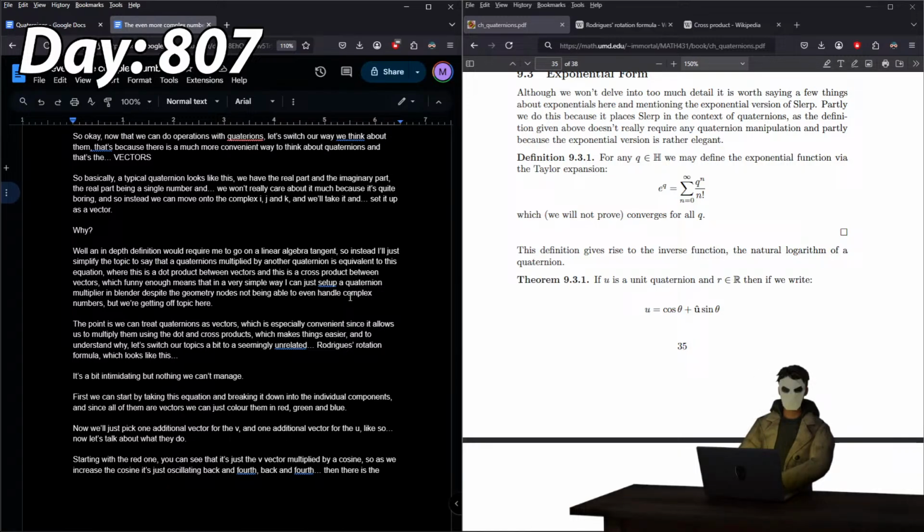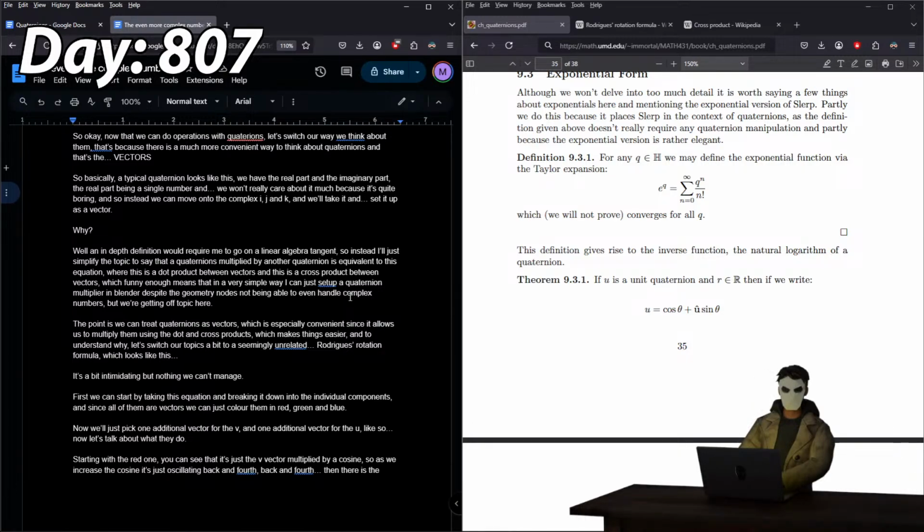Well, an in-depth definition would require me to go on a linear algebra tangent, so instead I'll just simplify the topic to say that a quaternion multiplied by another quaternion is equivalent to this equation, where this is the dot product between the vectors and this is the cross product between vectors, which, funny enough, means that in a simple way I can just set up a quaternion multiplier in Blender, despite geometry nodes not being able to even handle complex numbers. But yeah, we're getting off topic here.